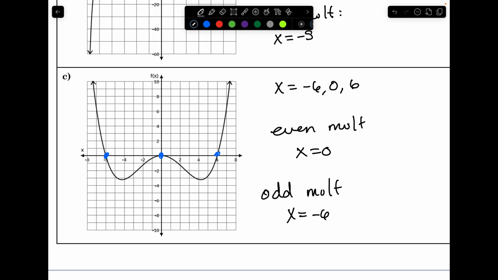And x equals -6 and x equals +6 have odd multiplicity, since the graph, again, is intersecting and crossing through the x-axis. So it moves from below to above, and on this side it moves from above to below the x-axis. So that means that they have to have an odd multiplicity.